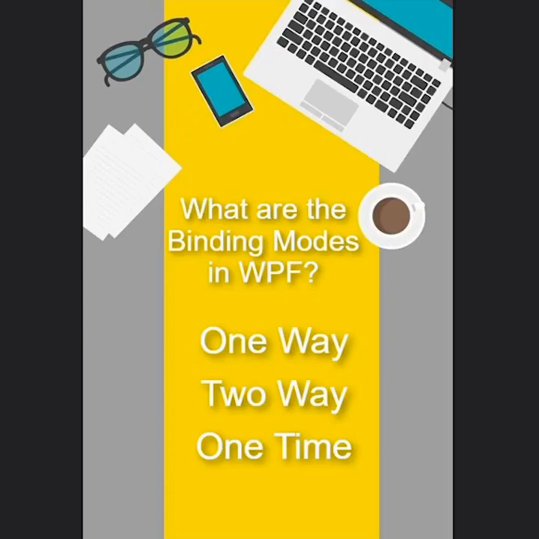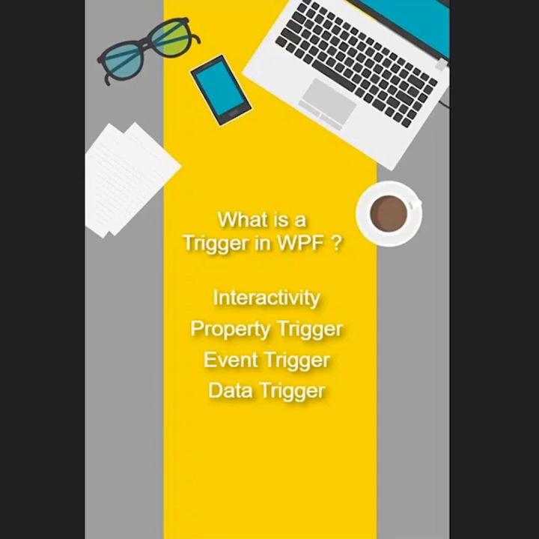Hello friends, welcome back. What are the binding modes in WPF? Binding modes in WPF define how data flows between your UI and data sources. One way means data flows from source to UI only. Two way allows data to flow in both directions. And one time binds data only once. Choosing the right binding mode is the key to keeping your UI responsive and in sync with your data. Choose wisely.